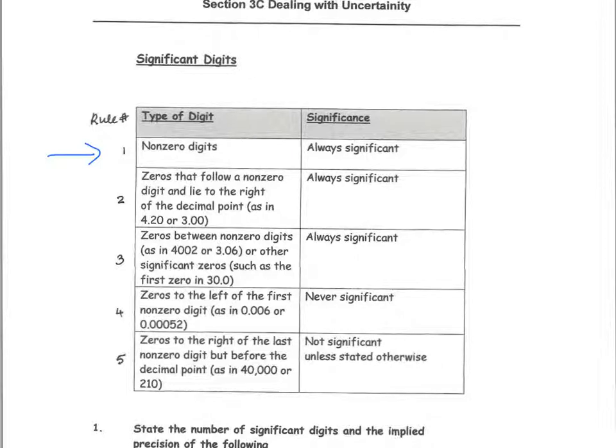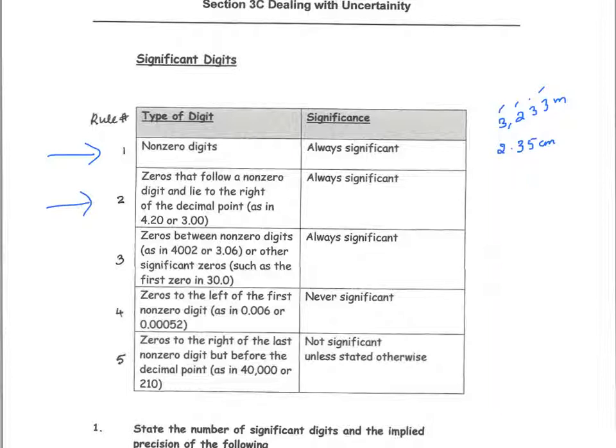Non-zero digits are always significant. So if I say or represent a measurement as 2.35 centimeters, how many significant digits does this measurement have? Every digit here is non-zero. So a non-zero digit is always significant. So suppose I have 3,233 meters height, then every digit here is non-zero, so every digit is significant. Let's look at rule number two.